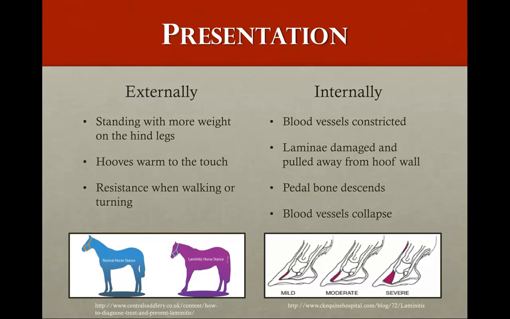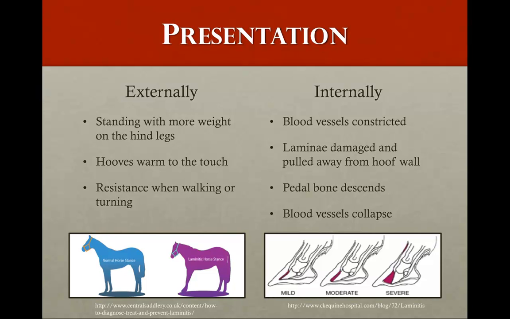So presentation of this condition, both externally and internally. Horses with this condition will often present themselves by standing with more weight on their hind legs, and this is an attempt to take weight off of their front feet, which may be in pain. Also externally, the hoofs may seem warm to the touch, and the horse may be highly resistant to walking or turning around.